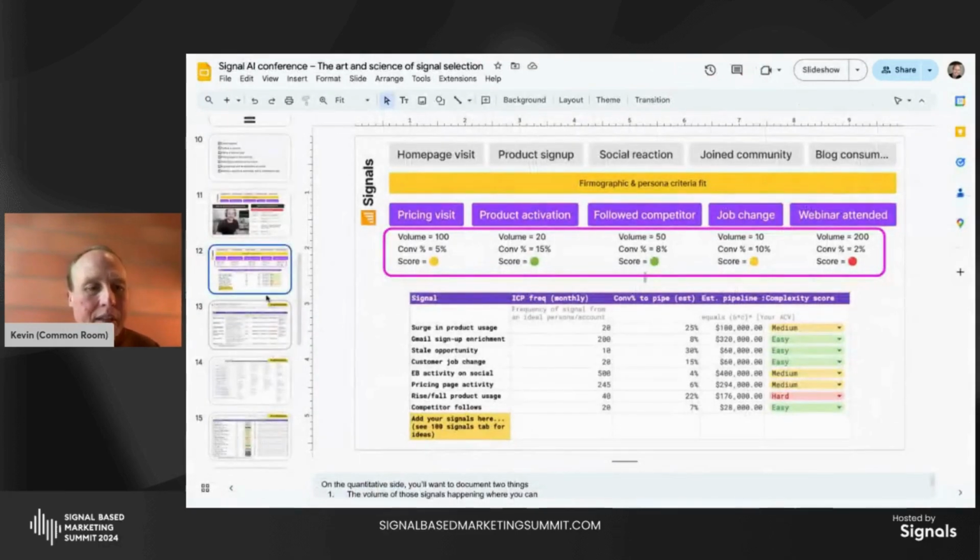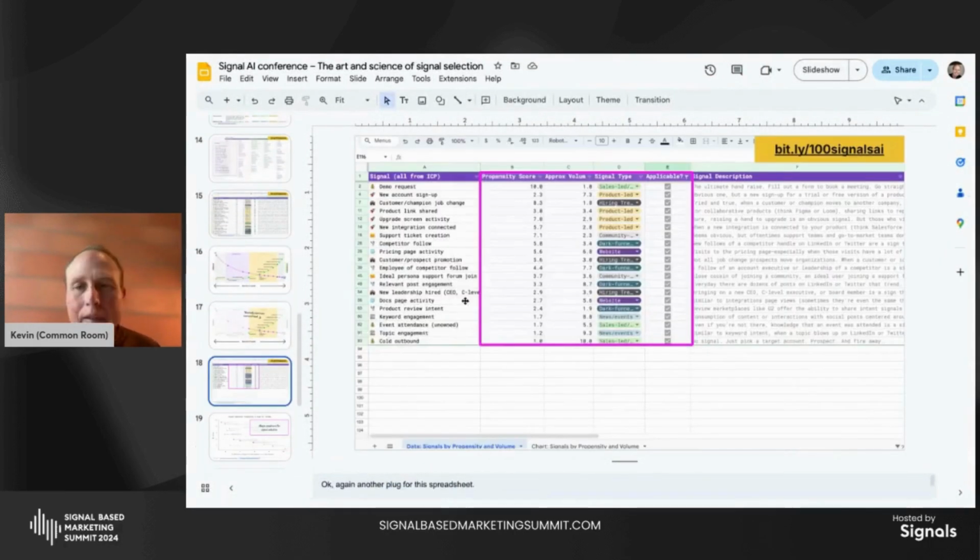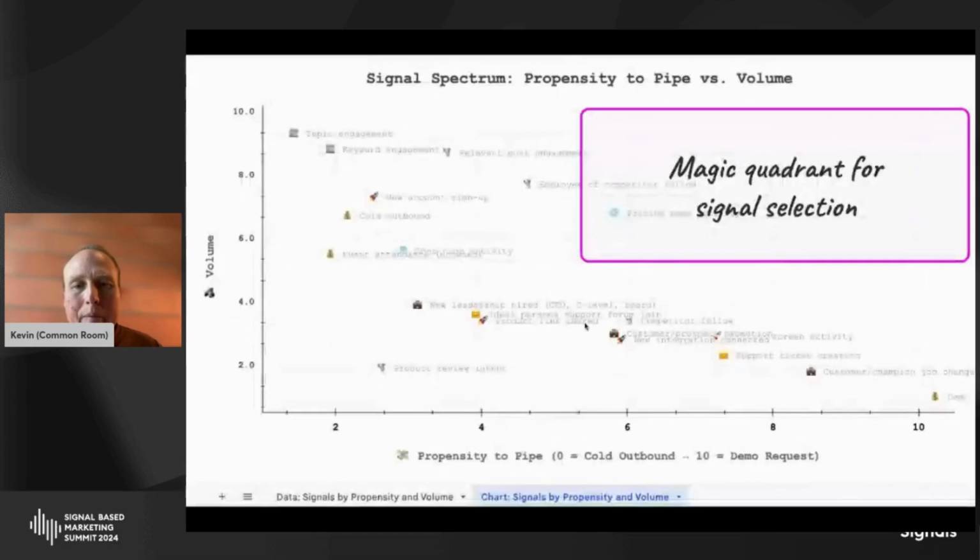I think I actually have a slide on this, so let me jump to that real quick. Yeah. What you're looking for is this magic quadrant for signal selection, where you have an outsized conversion, an outsized propensity to buy, compared to volume. These are all hypothetical. I've designed this spreadsheet so that you can make a copy of it, and then change the numbers to your estimation or hypothesis of these things, and then click to get to that tab. And so you can start to see, okay, which of these signals do I actually want to start with?